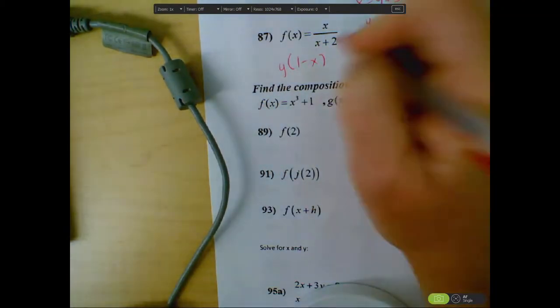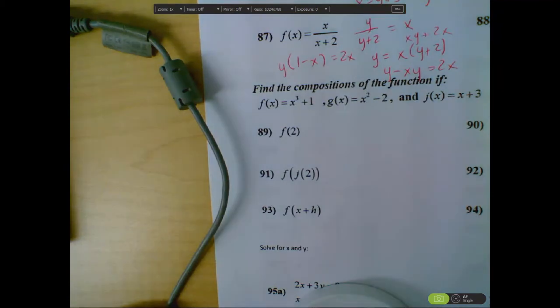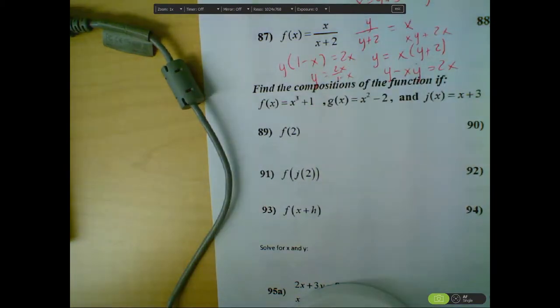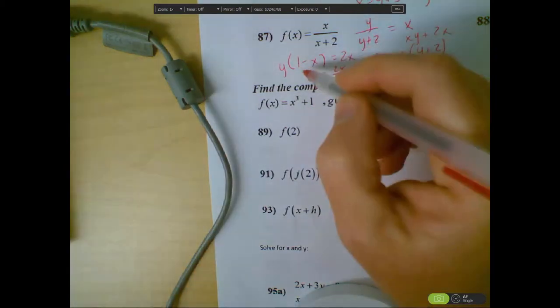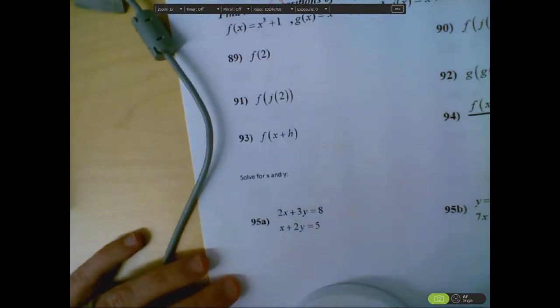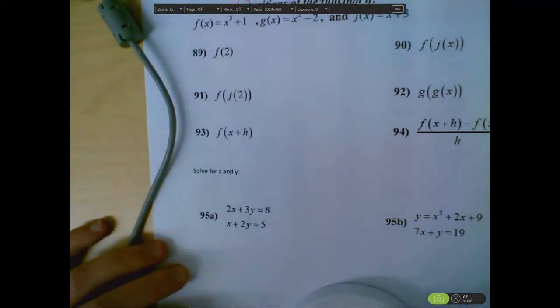This one is hard. I'm doing it fast because I'm running out of time. This one should have caused you a little anxiety. Y equals 2x over 1 minus x. But you do have to be able to do it. So this is your final answer. Okay. This stuff you should be able to do by now. Composition of functions, plug stuff in.